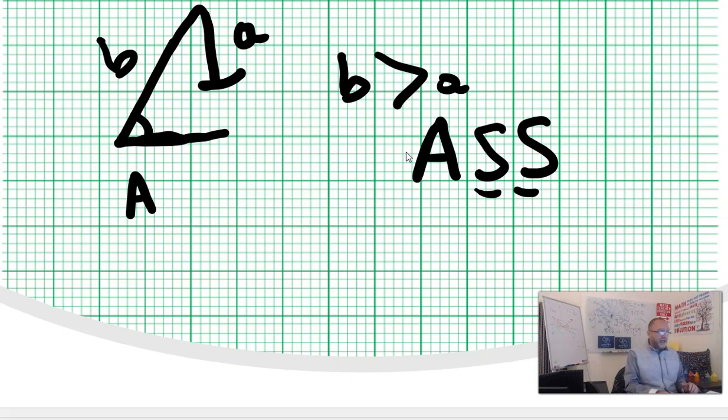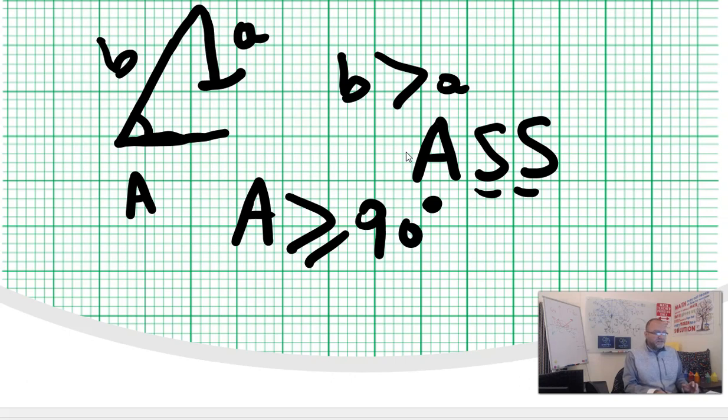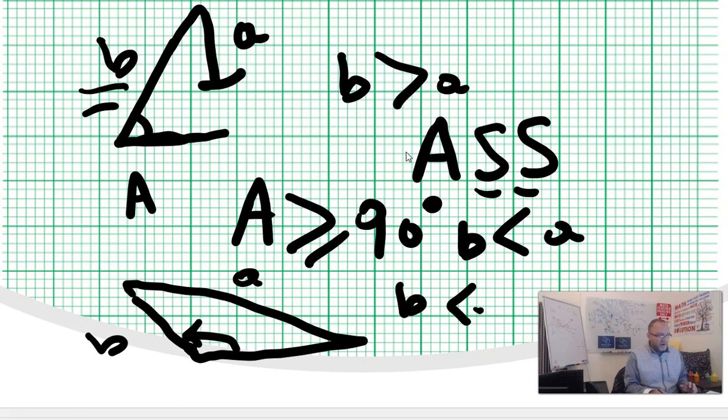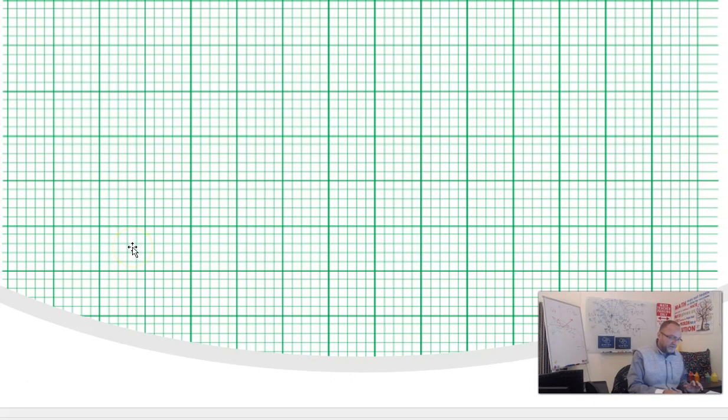However, what if that angle A now is more than or equal to 90 degrees? There is only one solution in this situation when this B here is less than A. Look at that. So if B is small and I have an obtuse angle like this, let's say 125, this is my A. If B is smaller than A, by all means you have one solution.